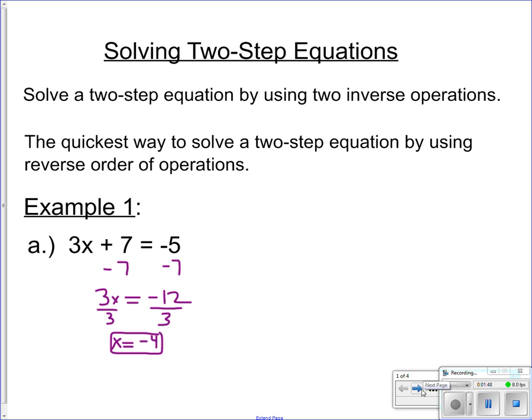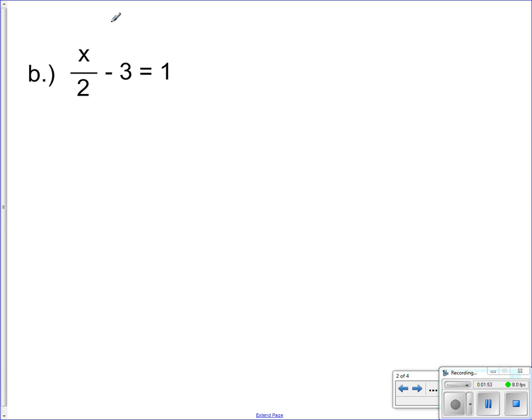Okay, let's move on to our next slide. So if you need to pause, go ahead. And in our next example, I'm two-step here. So first thing I'm going to do is get rid of the subtraction here, minus 3. The opposite of subtracting 3 is to add 3. So I'm going to add 3 to both sides.